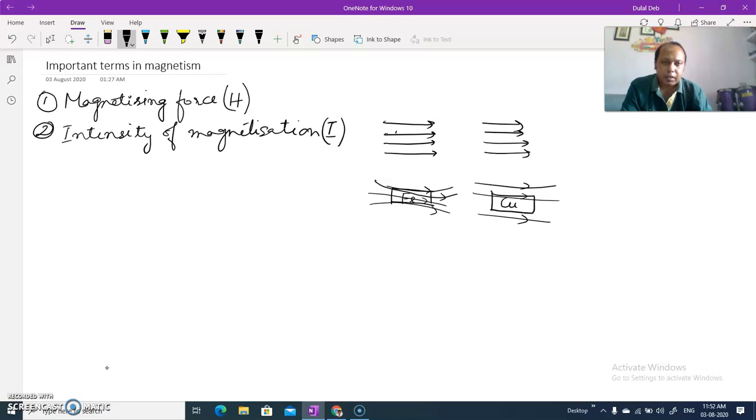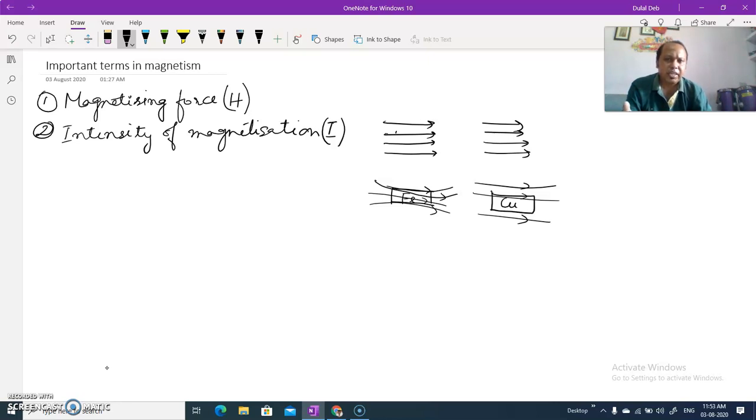So the material also has its own property which decides the amount in which it will get magnetized when placed in the same magnetic field. Two different materials have different intensity of magnetization, which is the property of the material itself, which decides to what extent it will get magnetized when placed in a magnetic field.